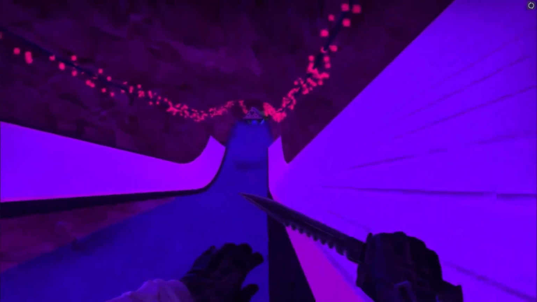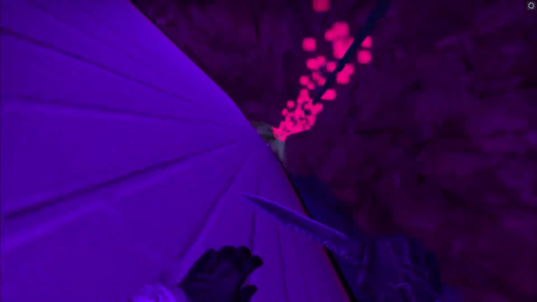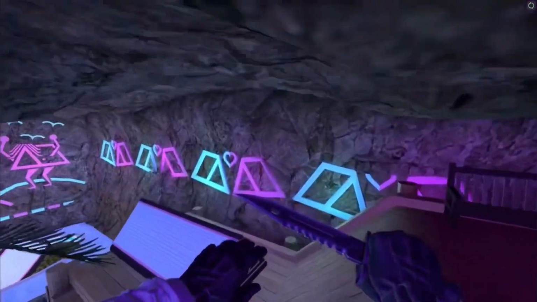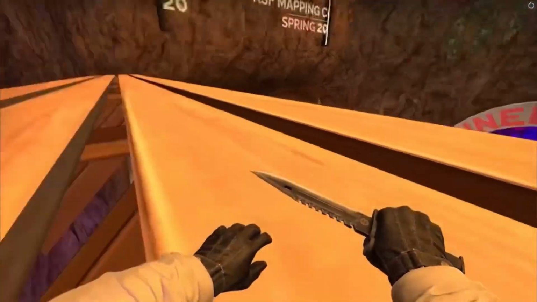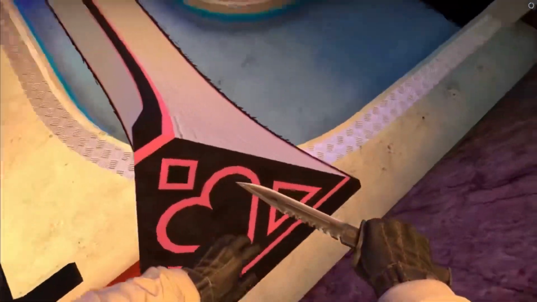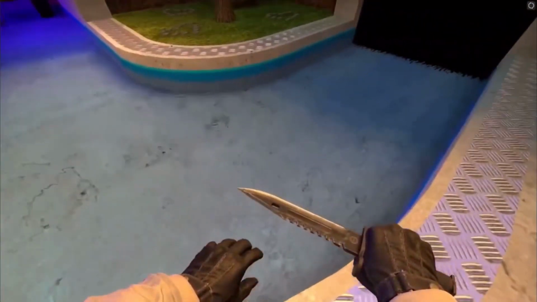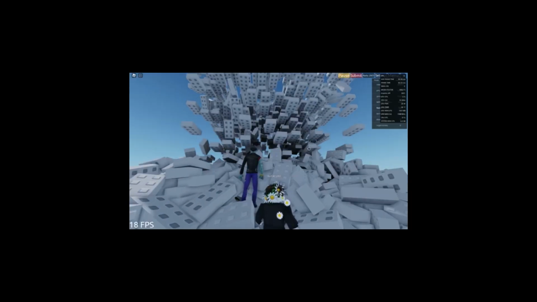Number 2. GPU bottleneck. The GPU, also known as graphics processing unit, is in charge of rendering the graphics you see on screen, which includes things like textures, lighting, and the environment. The GPU needs to handle rendering each frame as quickly as possible. If the game has high-resolution textures, complex shaders, or a lot of on-screen objects, the GPU gets overloaded. That's also why Roblox lags when you explode a bunch of blocks.